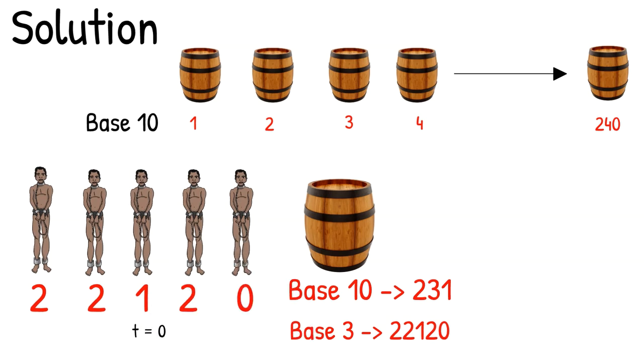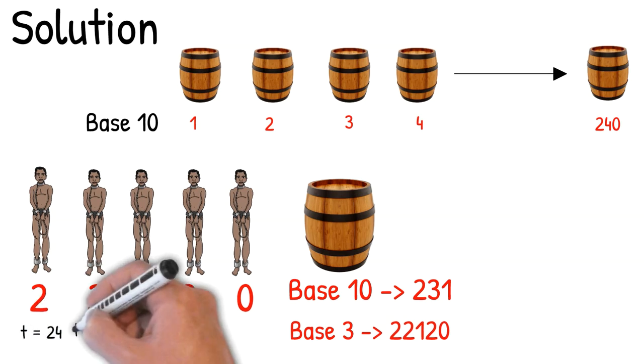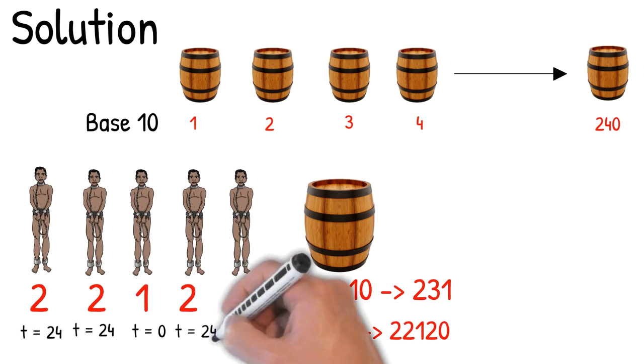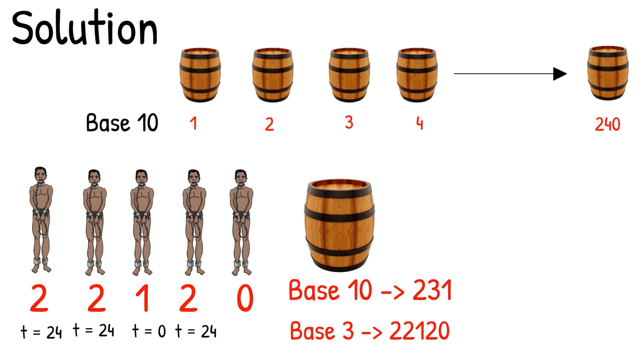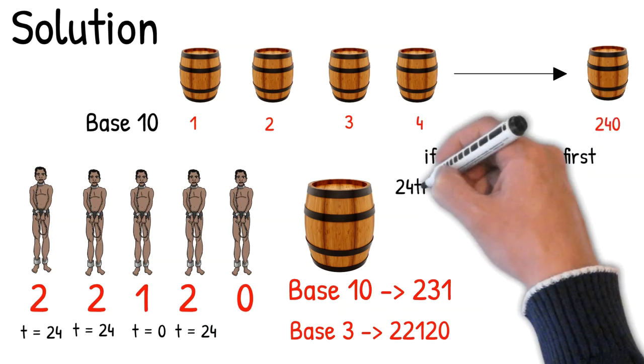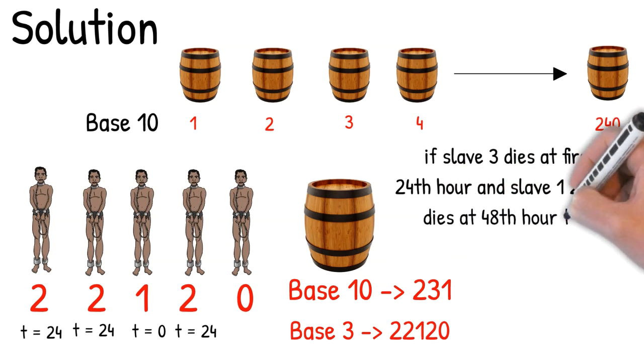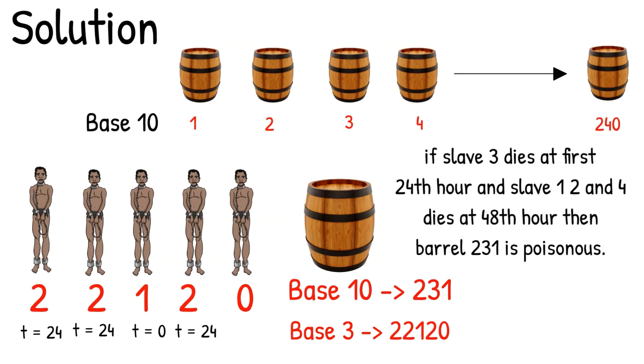Third digit is 1, so feed slave number 3 from this barrel at time t is equal to 0. And the first, second and fourth digits are 2, so feed slave number 1, 2 and 4 from this barrel at time t is equal to 24. If slave 3 dies at first 24th hour and slave 1, 2 and 4 dies at 48th hour, then barrel 231 is poisonous. So with these simple steps, we can find which barrel is poisonous based on which slaves die.